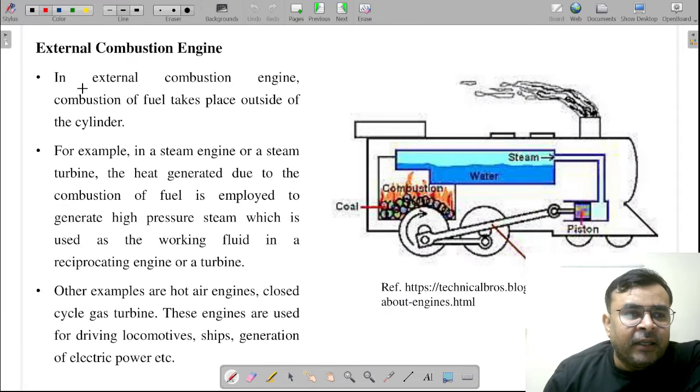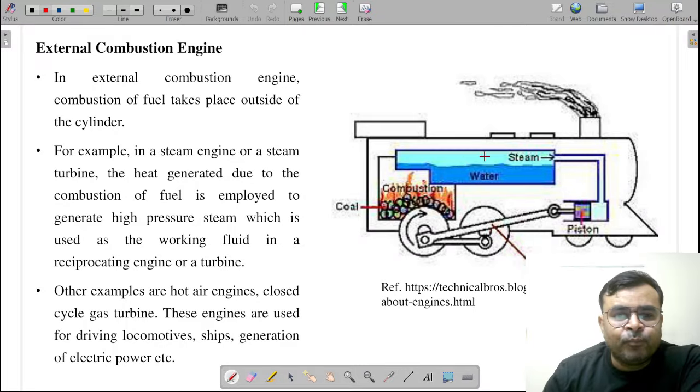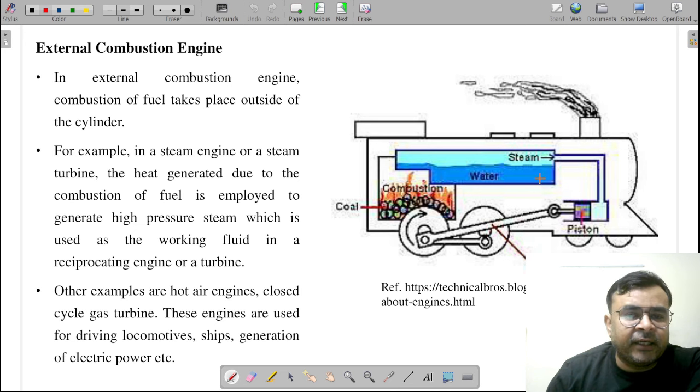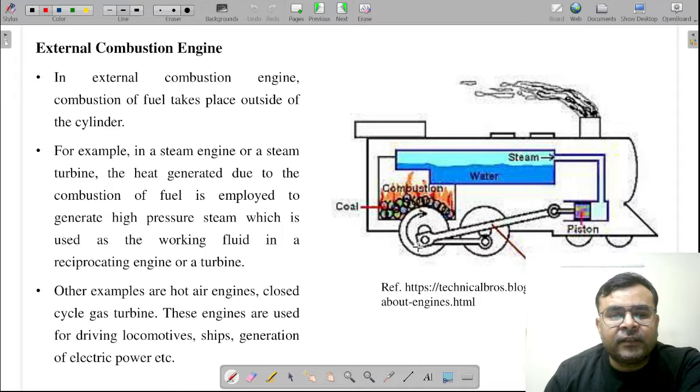Okay. And next, let's see a little bit of detailed information about the external combustion engine. So this is an external combustion engine. You already know this is a combustion chamber. This is a water tank, and this is a steam tank. And of course, when you heat this water, it will be converted into steam at high pressure. And this high pressure steam is further utilized to run this piston cylinder arrangement. Due to this, the reciprocating motion takes place. And of course, this is connected with the crank. Then this reciprocating motion will be converted into a rotary motion, and that rotary motion is further used to run the train. Okay.